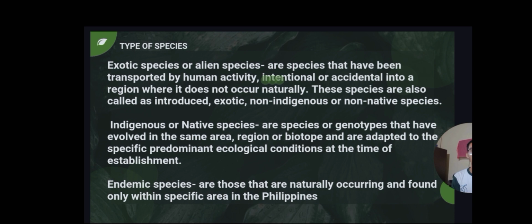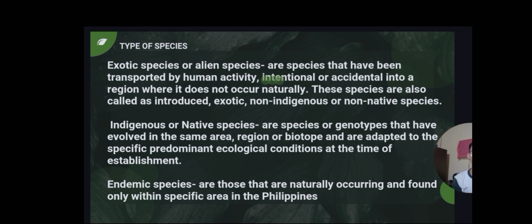Next, the types of species in the forest: exotic, indigenous or native, or endemic. Exotic species or alien species are species that have been transported by human activity, intentional and accidental, into a region where they do not occur naturally. These species are also called introduced, exotic, non-indigenous, or non-native species.